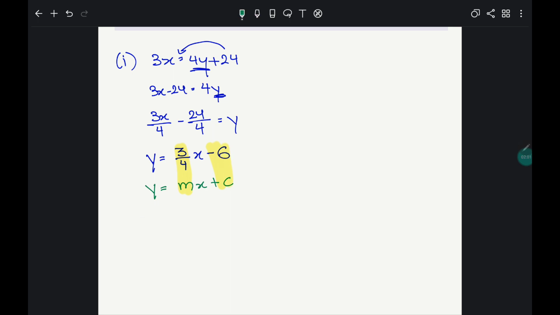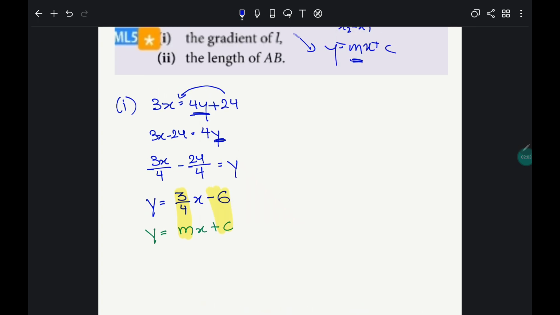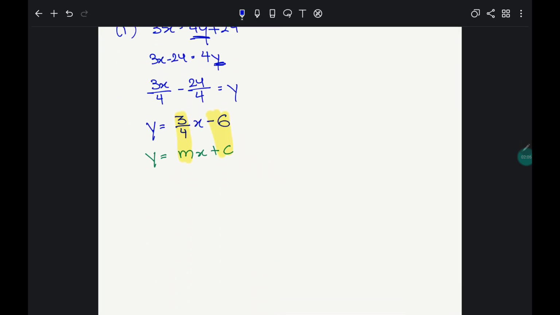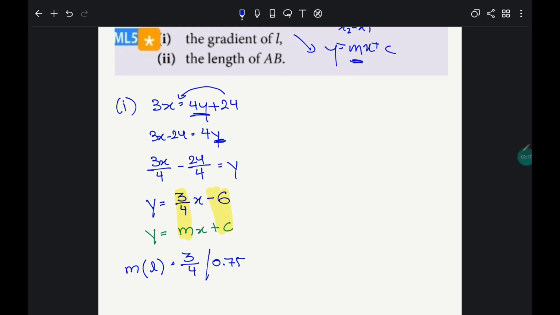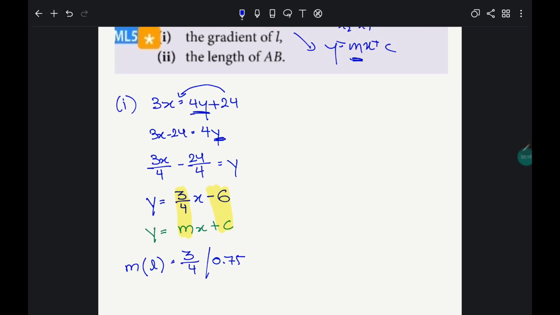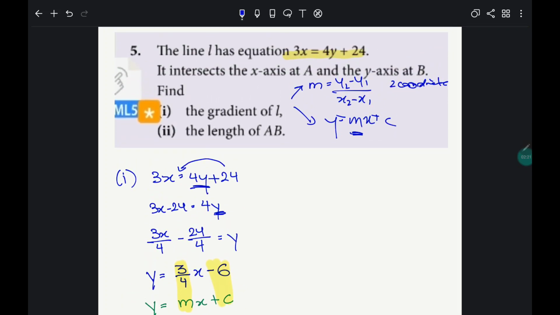So let me answer the question, since they asked for the gradient of L. I can just write: gradient of L equals 3/4 or 0.75. Okay, so that's part 1. For part 2, you're supposed to use the length equation. To find the length, you need 2 points, but this question doesn't give you any points yet.